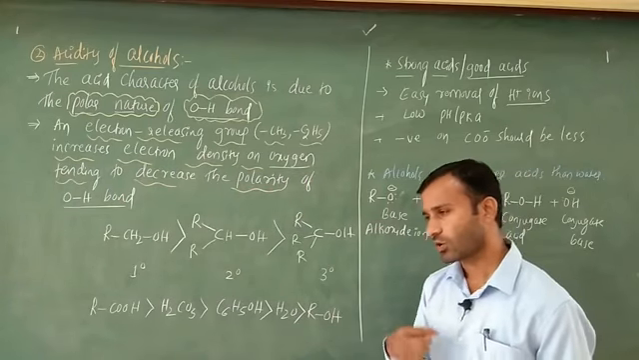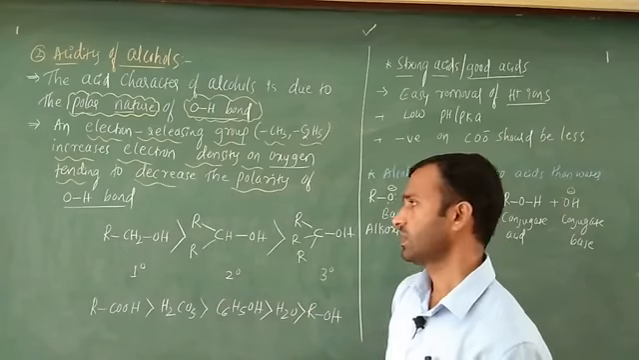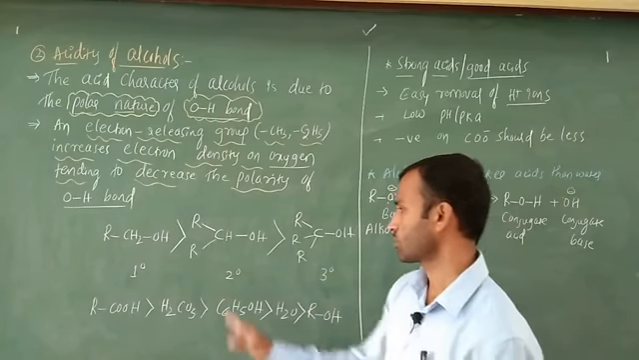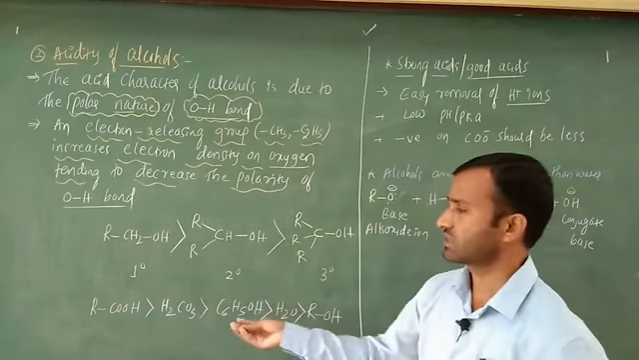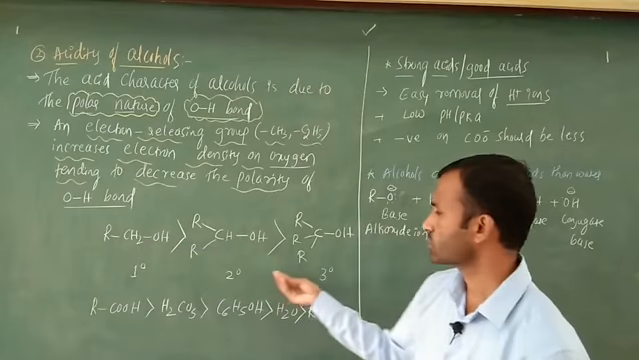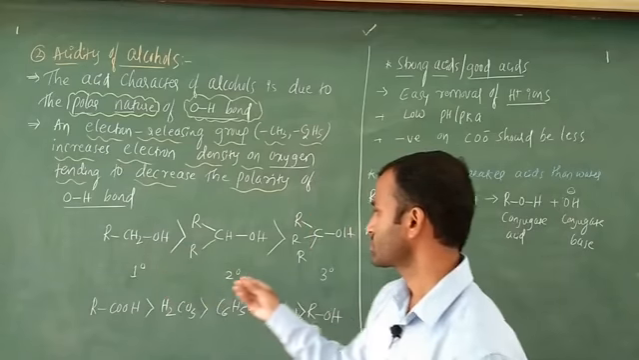When electron releasing groups are there, automatically the polarity is going to decrease. Just see here, one example is there, a very good example. All are alcohol groups: here OH is there, here is also OH, here is also OH. Just see, what is the difference between these two?